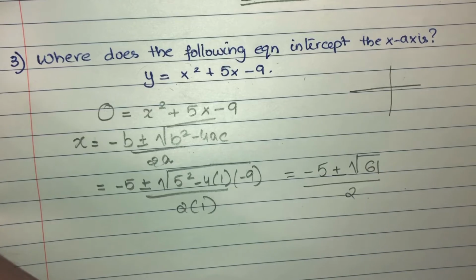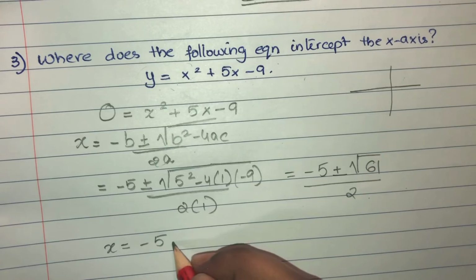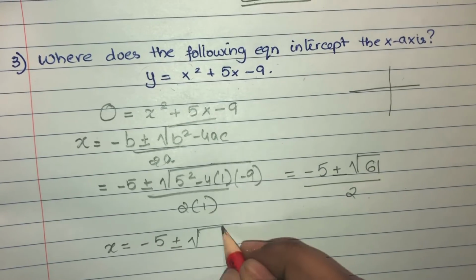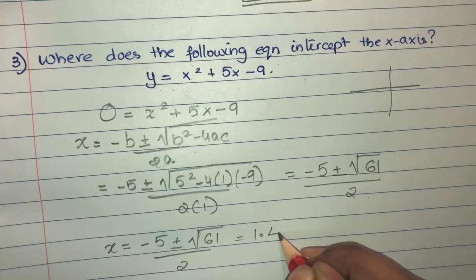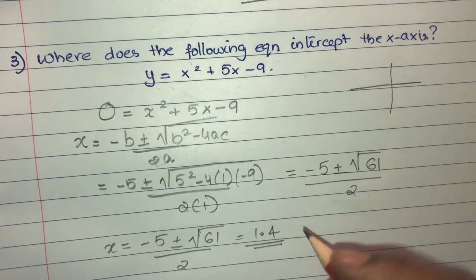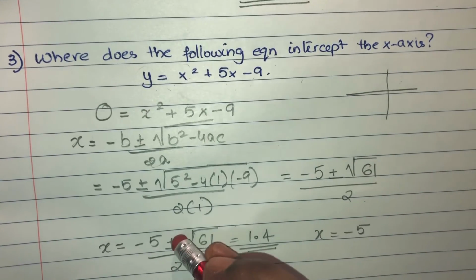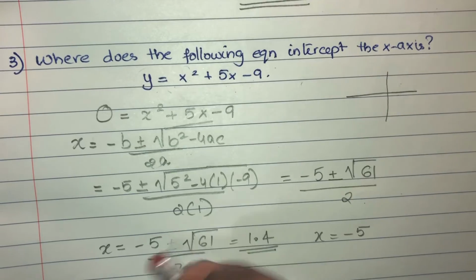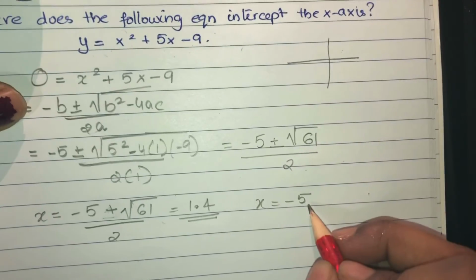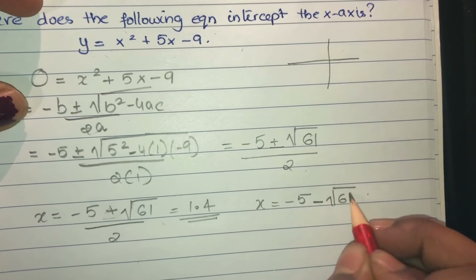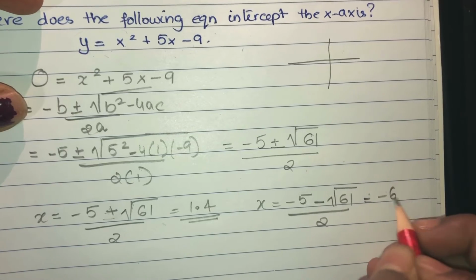So we will have two solutions. x is equal to minus 5 plus or minus root 61 divided by 2. With plus, that is equal to 1.4. That's one solution. Sorry for that, this will be a plus; we have to do plus and minus. And x is equal to minus 5 minus root 61 divided by 2, which will be minus 6.4.